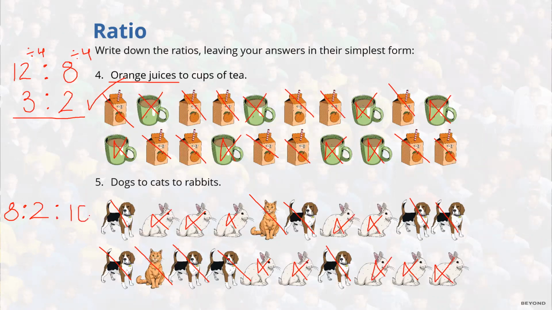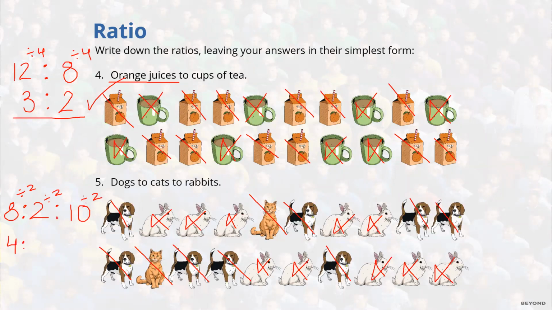Now we have 3 quantities in this ratio. So what number are we going to use to simplify it? No, you can't use 4 because 4 doesn't go into 2. 2, very good. Let's use 2. So 8 divided by 2, 2 divided by 2, and 10 divided by 2. What is 8 divided by 2? 4.